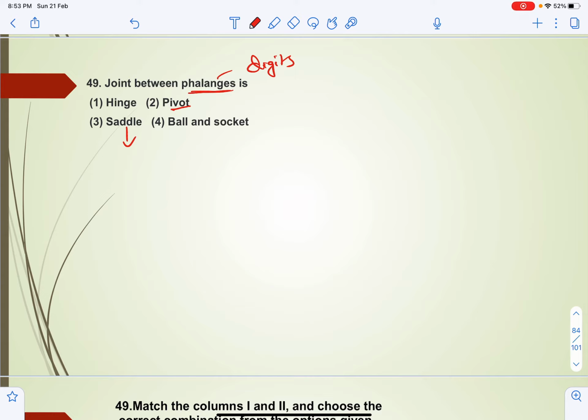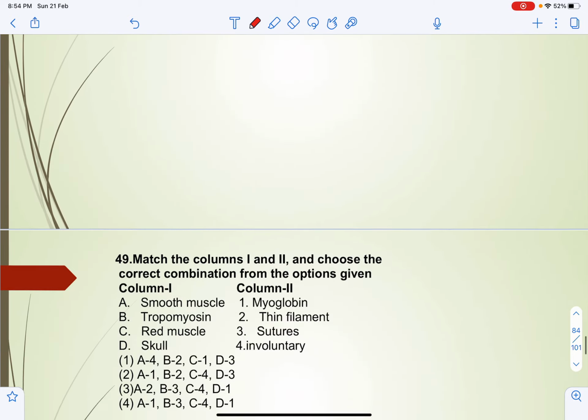So here the answer for that is the saddle joint. Phalanges we know include the carpals, generally between the carpals, right? And here between the phalanges digits we can see the saddle joint, like the thumb, right? Phalanges we can consider as the thumb, right? I already mentioned it is saddle joint. And next question.